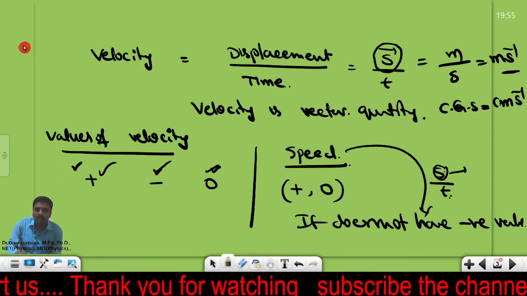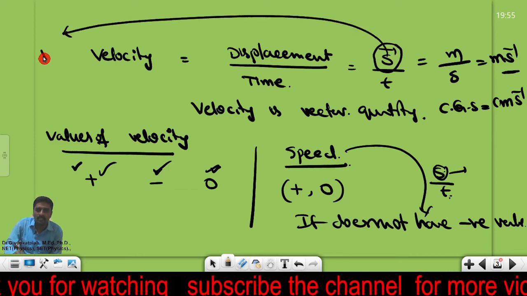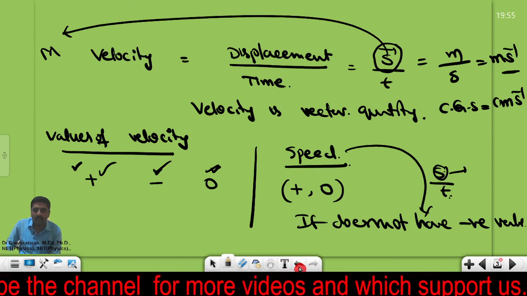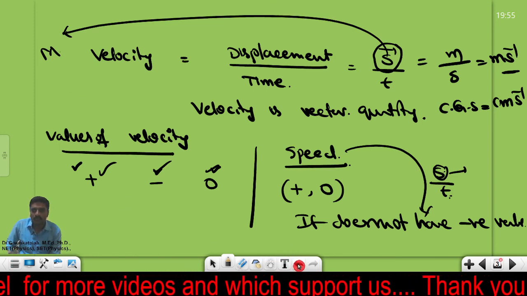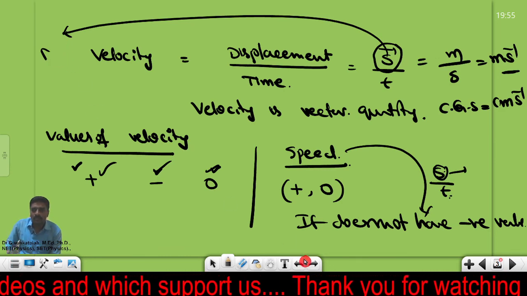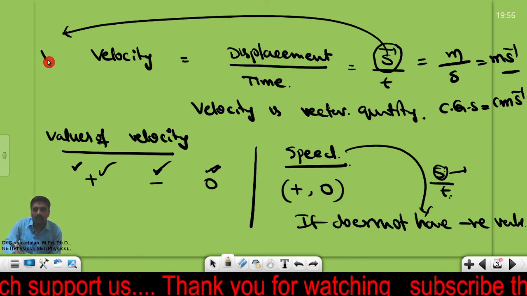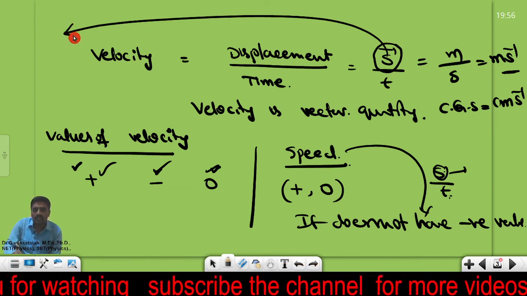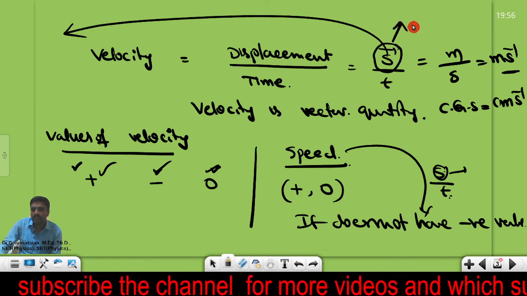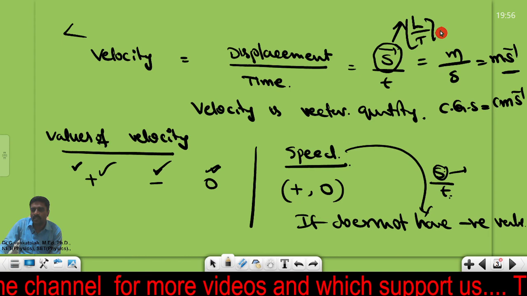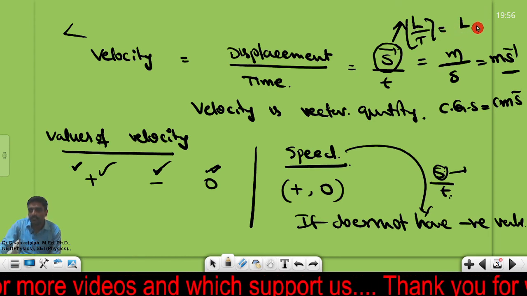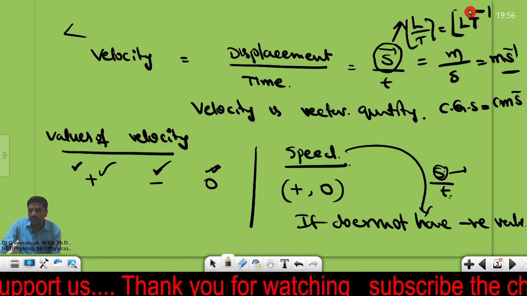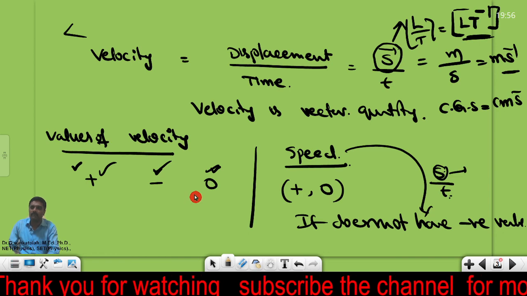Dimensional formula: the displacement has the dimensional formula of length, L, and time is T. So the dimensional formula is LT power minus 1. I thought this was a very easy one, that's why I did not cover it here. So LT power minus 1 is the dimensional formula for velocity.